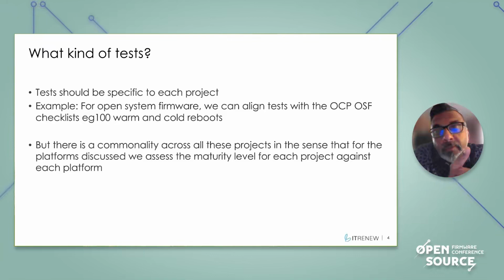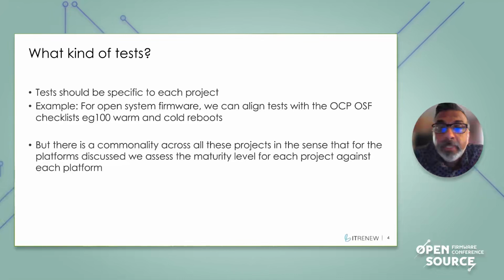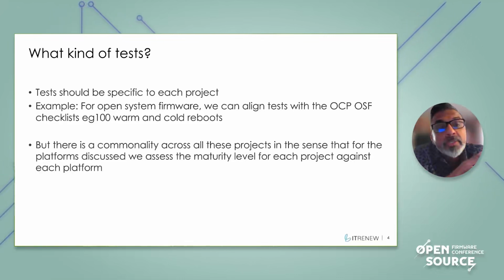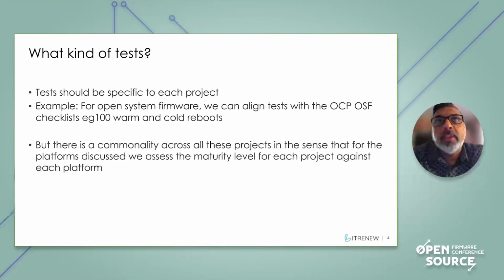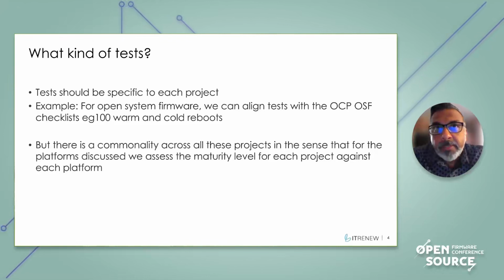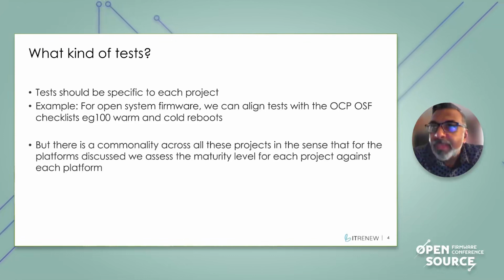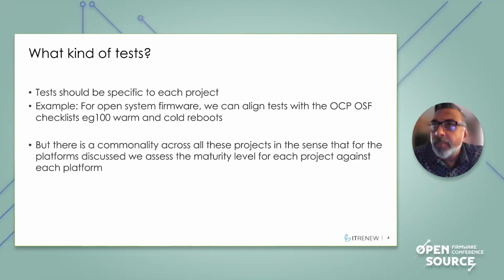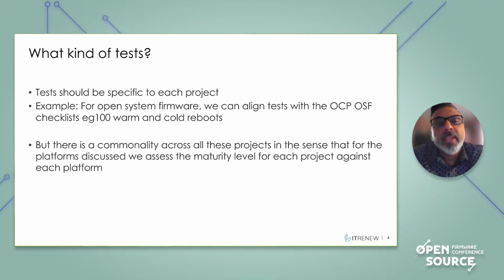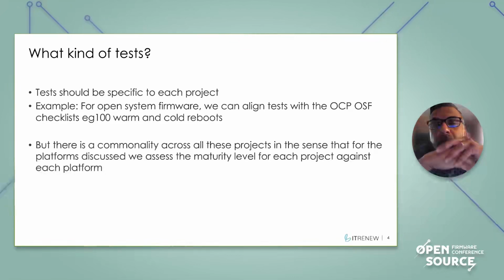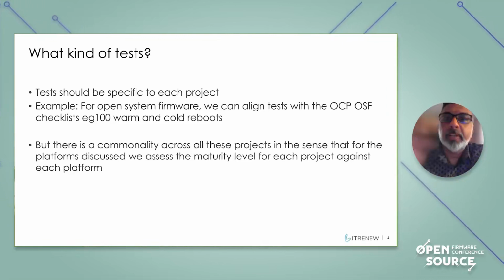So one definitive test that we've been looking at from the OCP perspective, especially in open system firmware, is this: we have this idea of a checklist to say, is this platform open? And in that checklist, we talk about what are the tests to prove that a platform is stable. And for that it is 100 warm and cold reboots. So how do we prove that across all these platforms? We do that by showing these reboots and building these tests. But there's a commonality across all these projects, right?